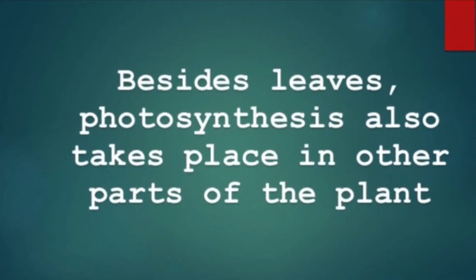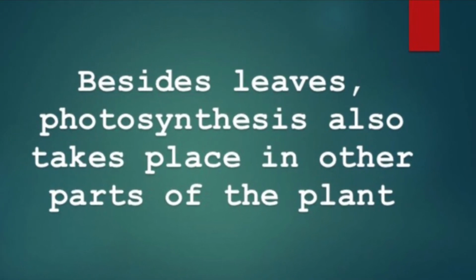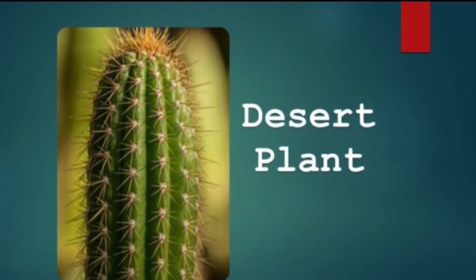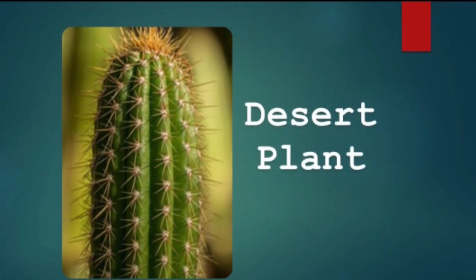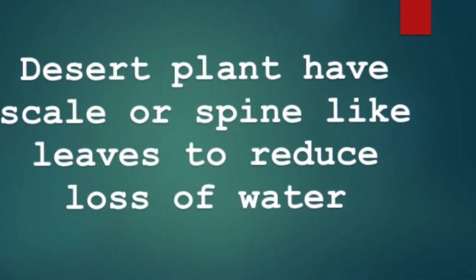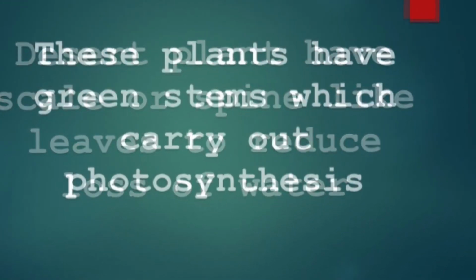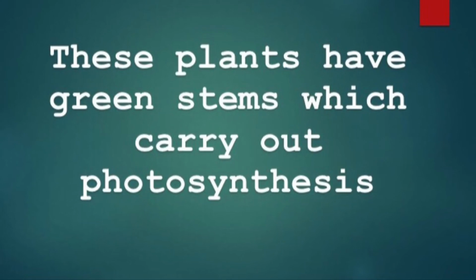Besides leaves, photosynthesis also takes place in other green parts of the plant, like in green stems and branches. The desert plants have scales or spines, like leaves, to reduce loss of water by transpiration. These plants have green stems which carry out photosynthesis.